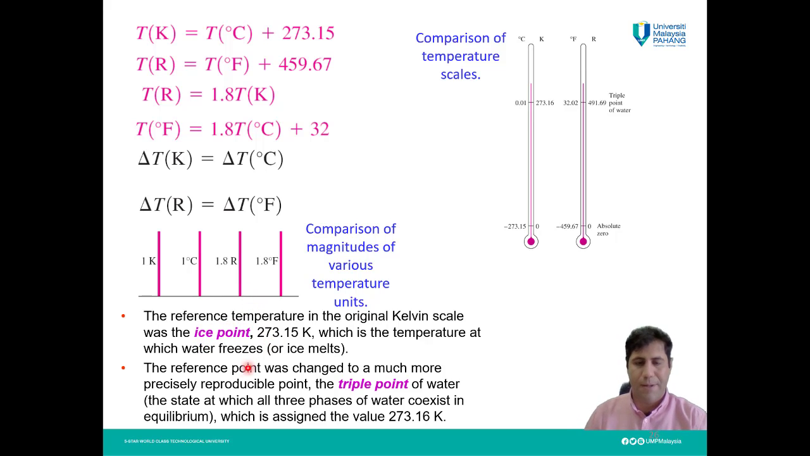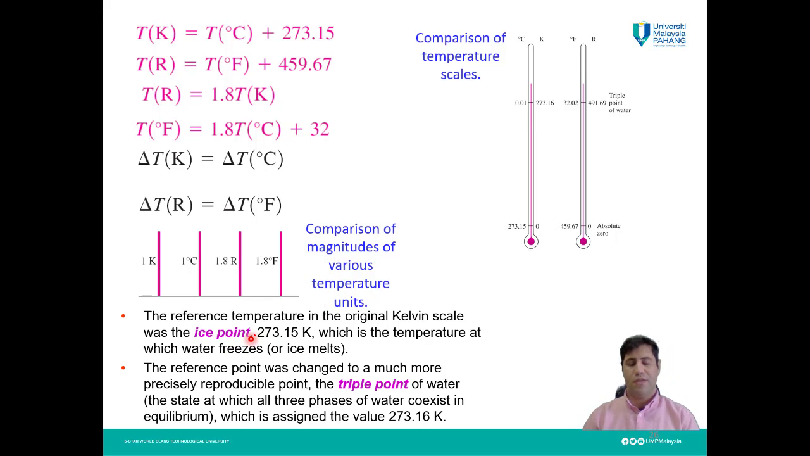And this is some definition of how it was initially. You can see here the relationship between the units of the different temperature scales. 1 Kelvin is equal to 1 degree Celsius, which is equal to 1.8 Rankine, and Rankine and Fahrenheit are equal, and the units for Kelvin and Celsius are also equal. So this is the temperature difference actually, or the magnitudes of various temperature units.